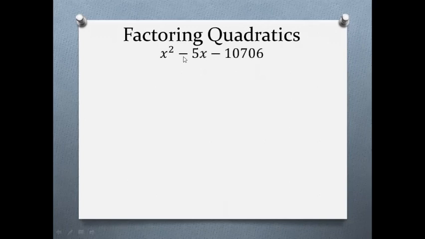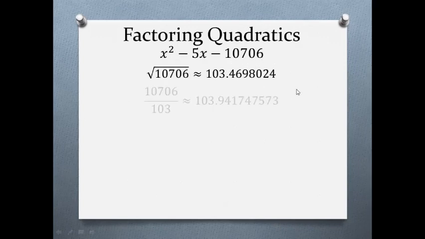Now let's try another one. Let's say we have x squared minus 5x minus 10,706. Again, fortunately, the value of b is close to 0. So we can take the square root of 10,706. We get approximately 103.4698024. And then once again, we can try values that are less than this number to see if we are able to determine what the two factors are that we have to multiply to get 10,706.